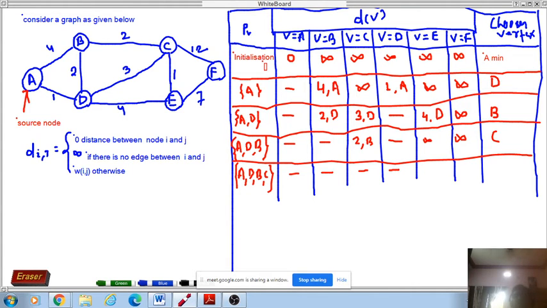So E is unvisited, so I will go from C to E. Is there any path from C to E? Yes, the path length is 1. So it is 1C. Okay? Yes or no? Are you understanding or not? Yes, sir. 1C. Then is there any path to F? It will be 12. So from C, its distance is 12. So among these, which is minimum? E is the minimum.